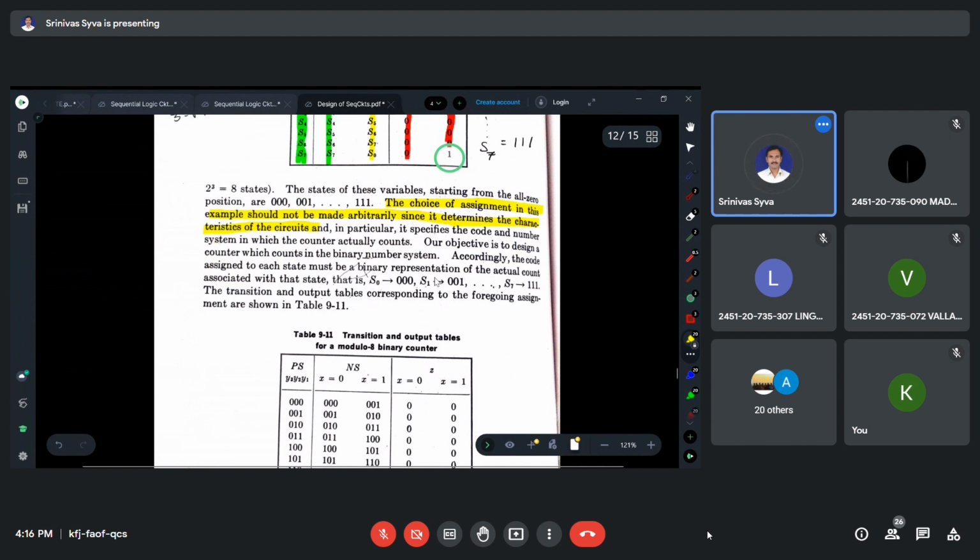So the code assigned to each state must be a binary representation of the actual count. So S0 is 0 0 0, S1 is 0 0 1, S7 is 1 1 1.